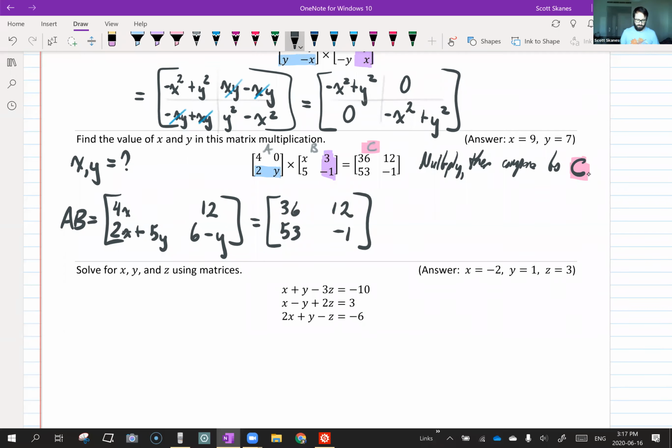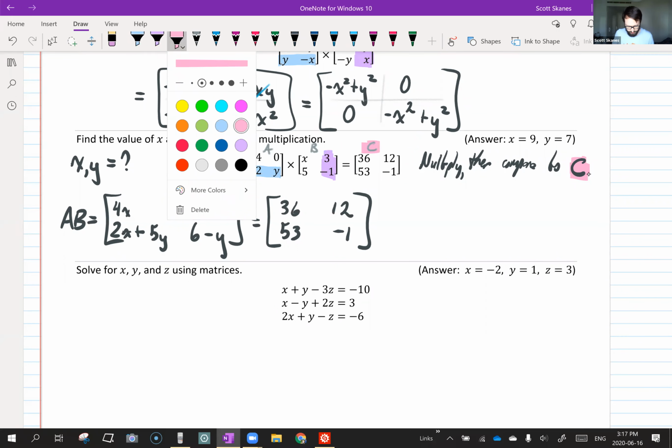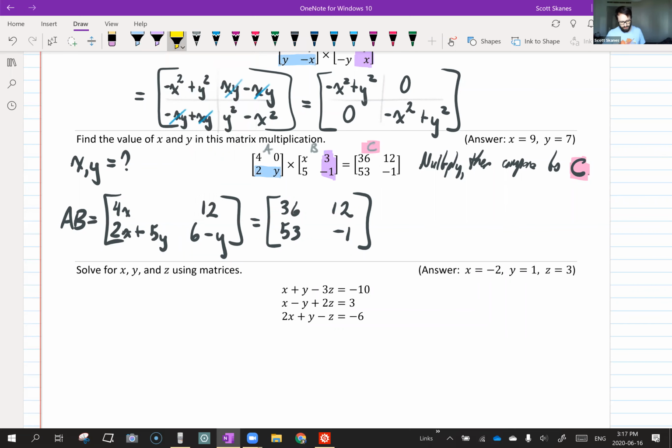Now, you need to be really smart about how you solve this. It's actually very simple. You just need to be clever and careful in how you choose what you're doing here. Notice that this matrix must be equal to this matrix. So you can compare elements and find the easiest way to solve this. And look at this, 4x is 36. So 4x equals 36. It must be 9.